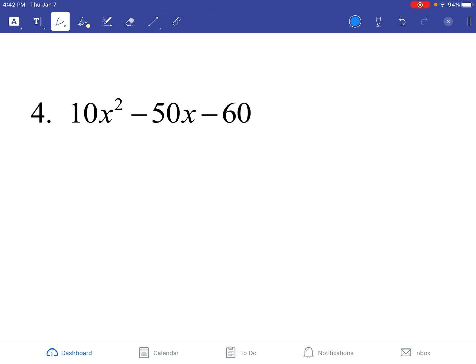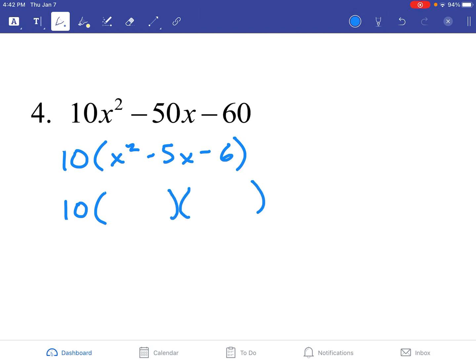Number 4. We can take out 10. So we're going to take out 10 out of each one of these terms. We have x squared left over minus 5x minus 6. Okay. Now again, we want to see, can we factor this quadratic expression that's inside the parentheses? And the answer again is yes. So we're going to replace the 10, because that's part of the problem. We're going to do our basic factoring again. So we have x and x.